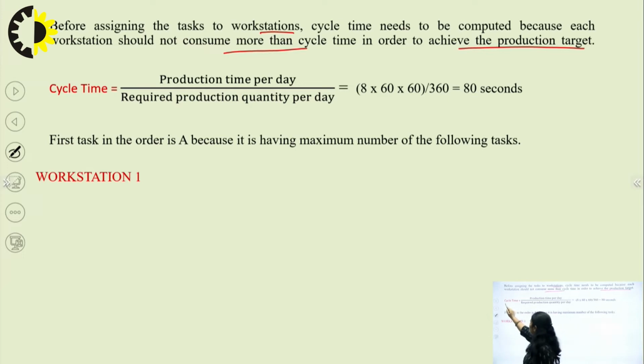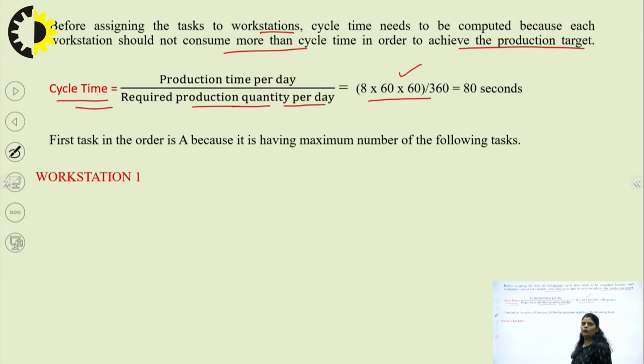So here, the cycle time is basically the production time per day divided by the required production quantity per day. The production time given to us is 8 hours per day, so we will convert it into seconds, and the production quantity given in our problem was 360. Okay. So we find the cycle time, which comes out to be 80 seconds.